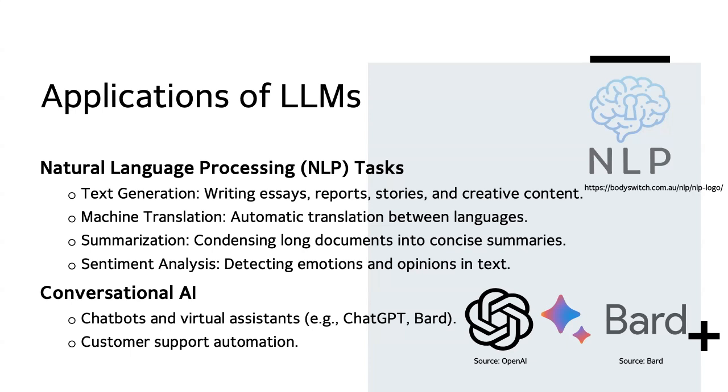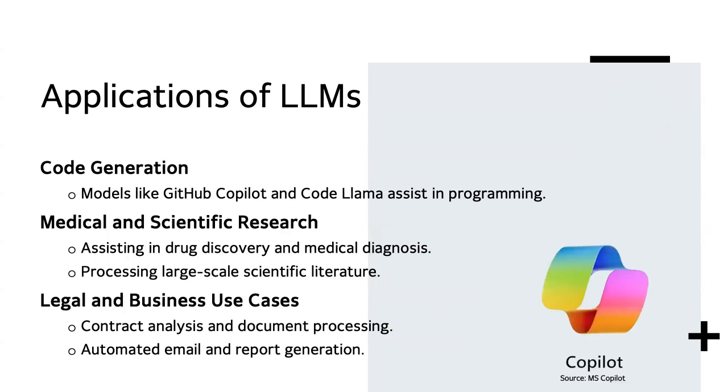Also, we have conversational AI, which is like OpenAI or Bard. We are saying chatbots and virtual assistants. So it helps for customer support automation. Or we also can use it for some code generation. Nowadays we have Copilot in GitHub or maybe CodeLlama. These are incorporated with IDEs. So when we do some coding, they suggest some code or detect some errors and suggest corrections.